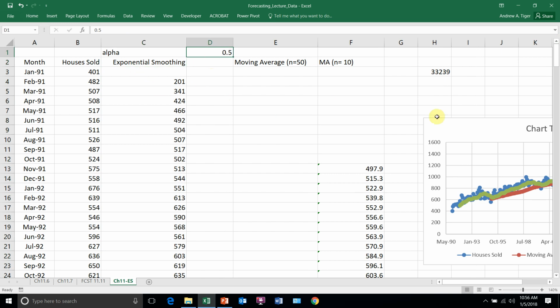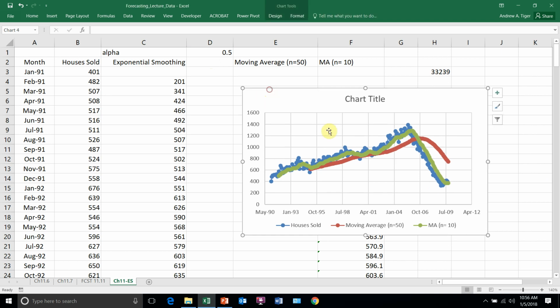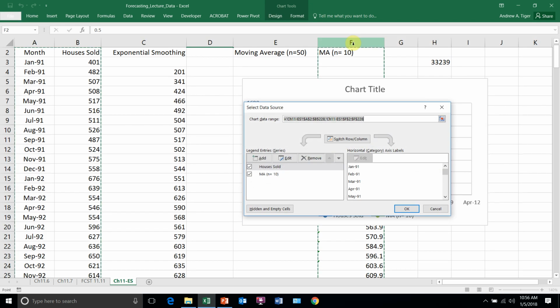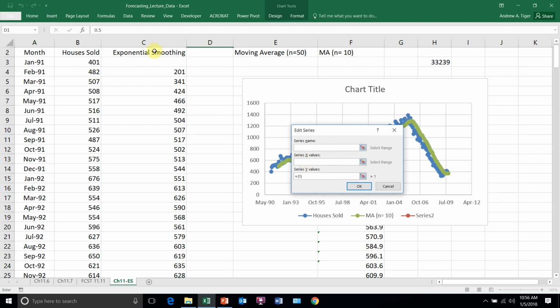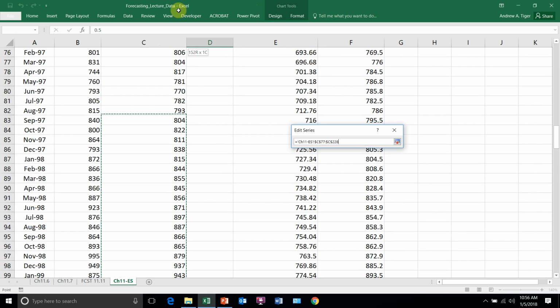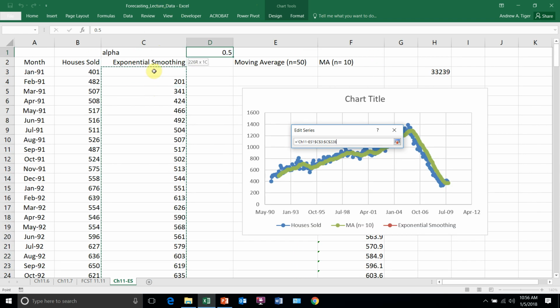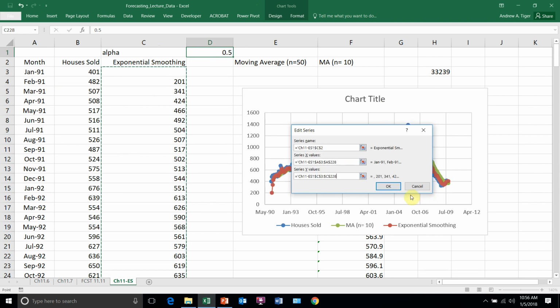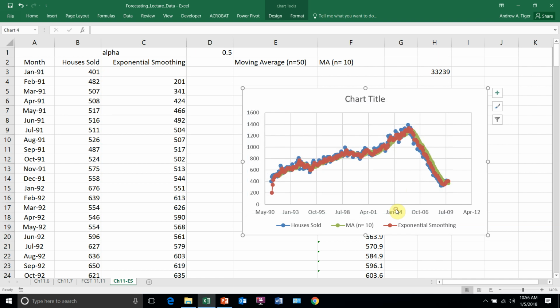Now let's add that to our plot. So I'm going to get rid of the red, but I'm going to add another data series, and I'm going to add exponential smoothing. My x values are again all of my years, and my y values in this case are going to be my exponential smoothing numbers. And actually that's really good. I'm going to get rid of the green. So that's with alpha equal to 0.5.